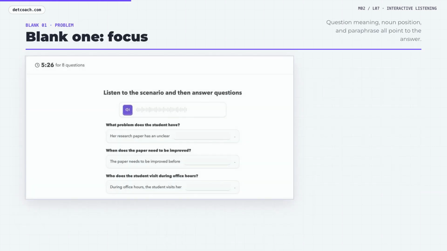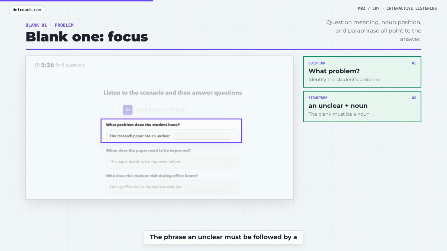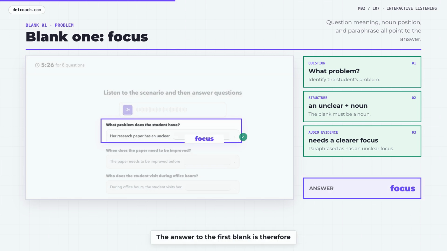The first question is, what problem does the student have? The sentence to complete is, her research paper has an unclear blank. The question asks about the student's problem. The phrase "an unclear" must be followed by a noun. In the audio, we hear needs a clearer focus. The question paraphrases this as has an unclear focus, which has the same meaning. The answer to the first blank is therefore focus.